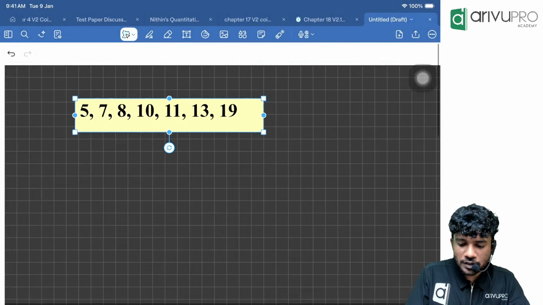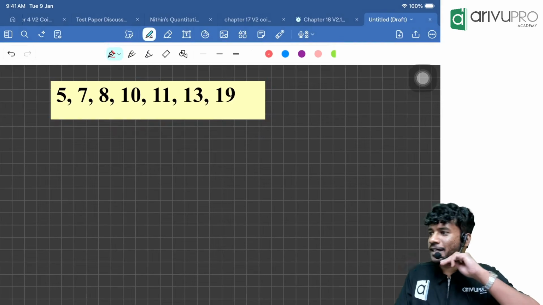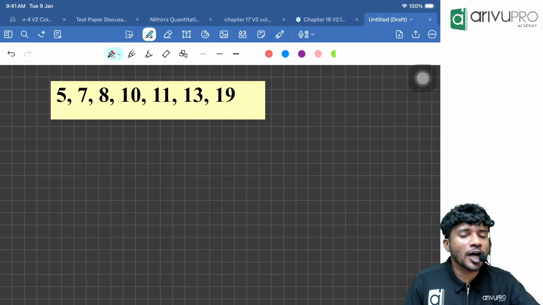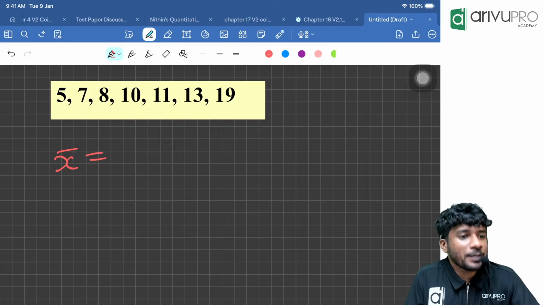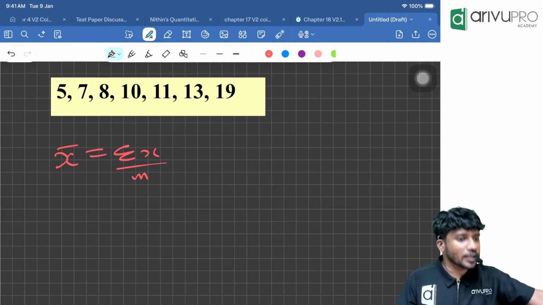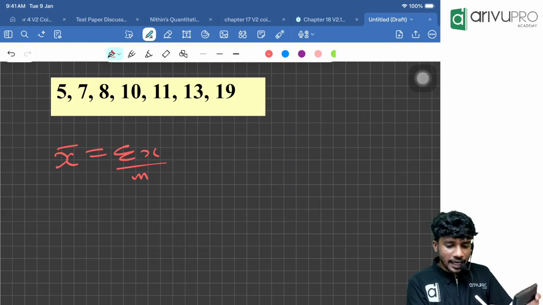So this is the question. Okay, everyone, is it grouped data or ungrouped data? Ungrouped data. So for finding ungrouped data's mean, what is the formula for x bar, people? Sigma x divided by n. Take your calculator and get me the value of x bar.